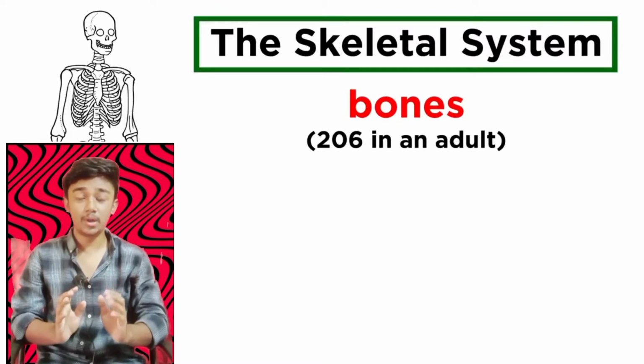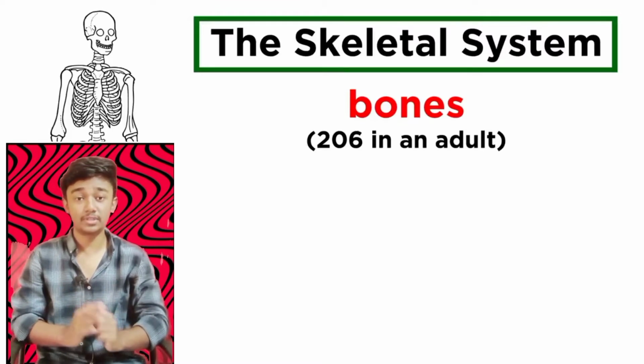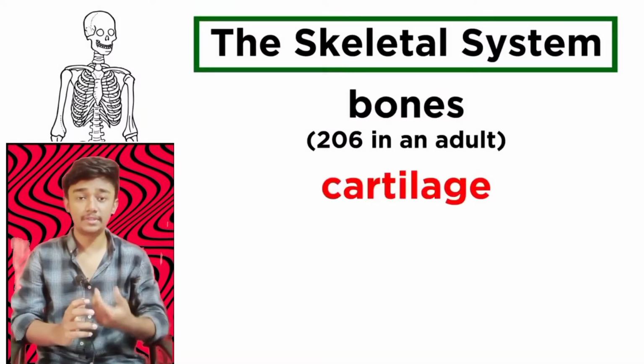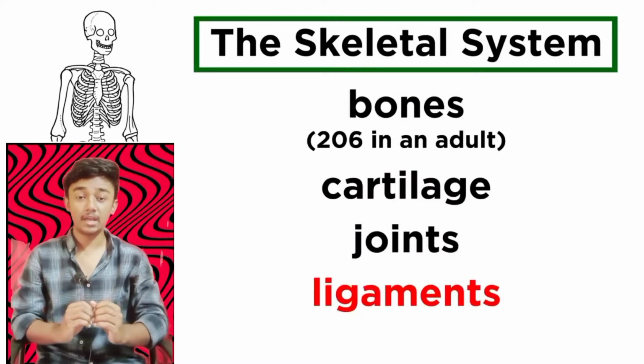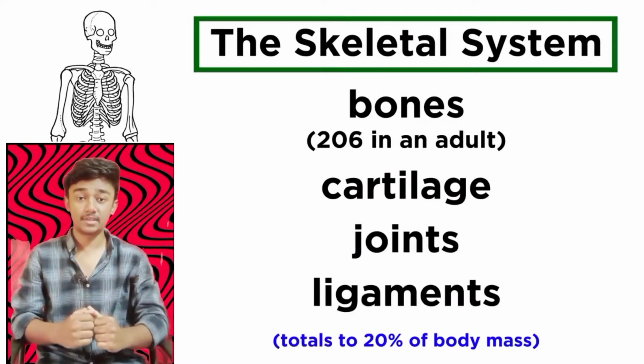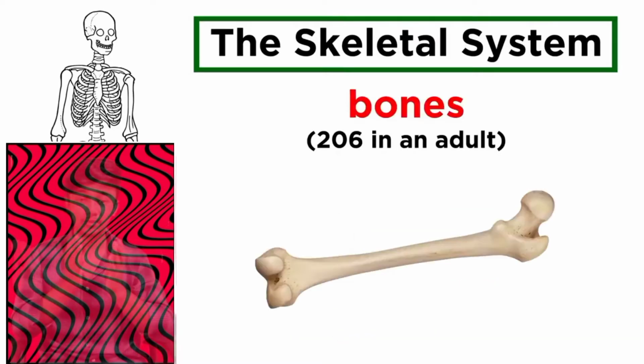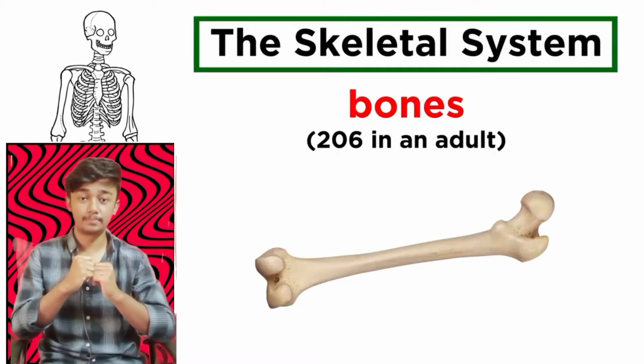There are 206 bones in an adult, to be specific. There are also cartilage, joints and ligaments, which all make up around 20% of our body mass. So let's start with bones.